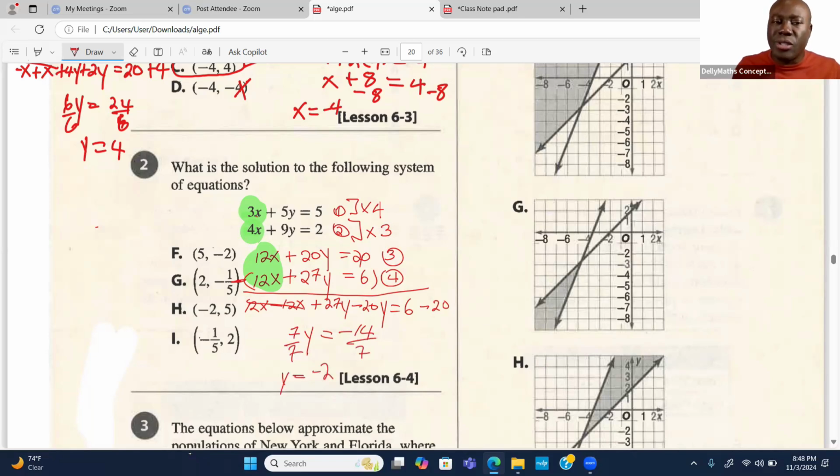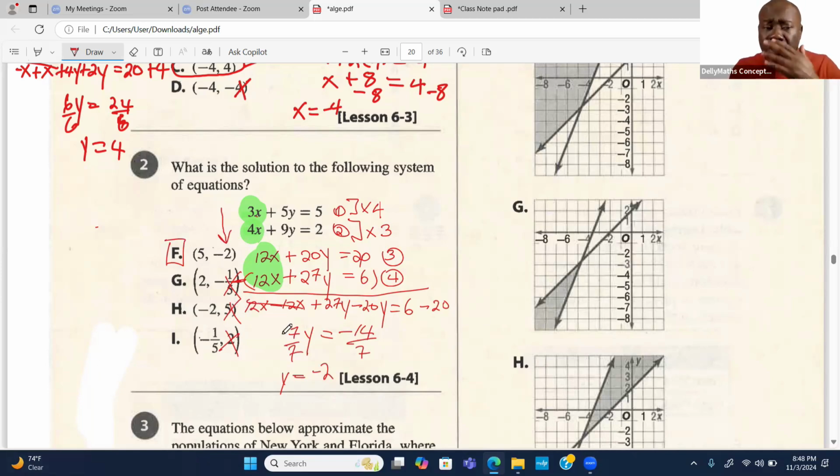So when I look at my solutions, this is off, this is off, and this is off. So guess what? I'm not even going to try to prove anything else because this is the only solution I have where y is negative 2. And there's no other solutions there. So F is the answer for that.